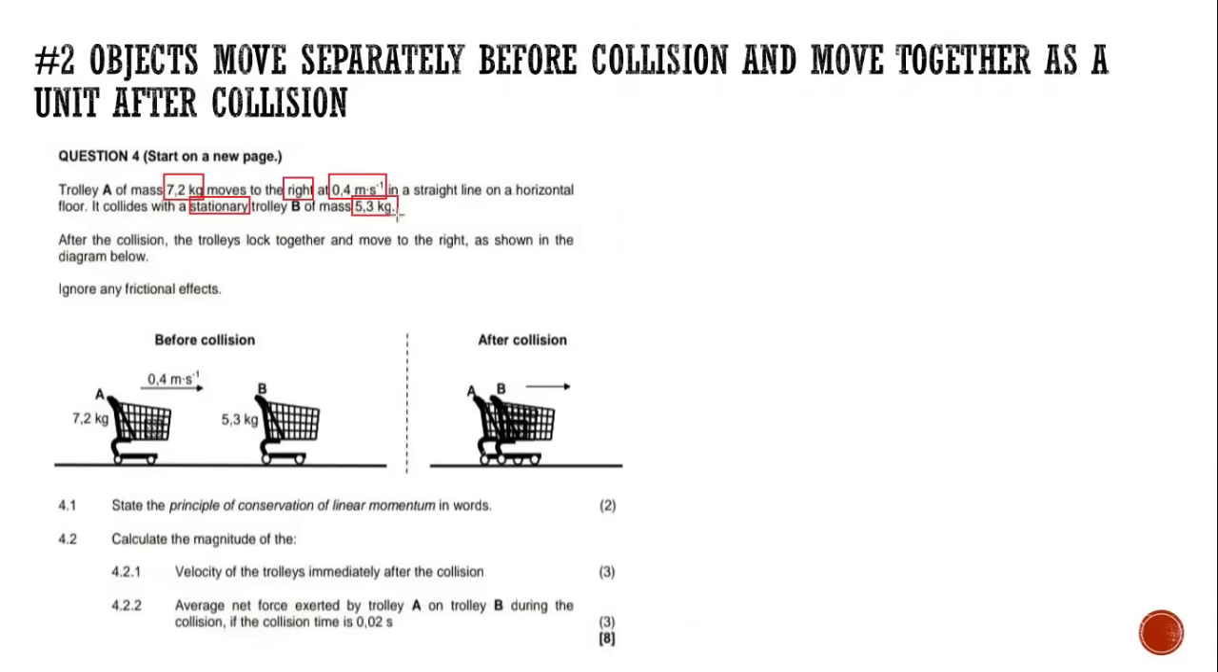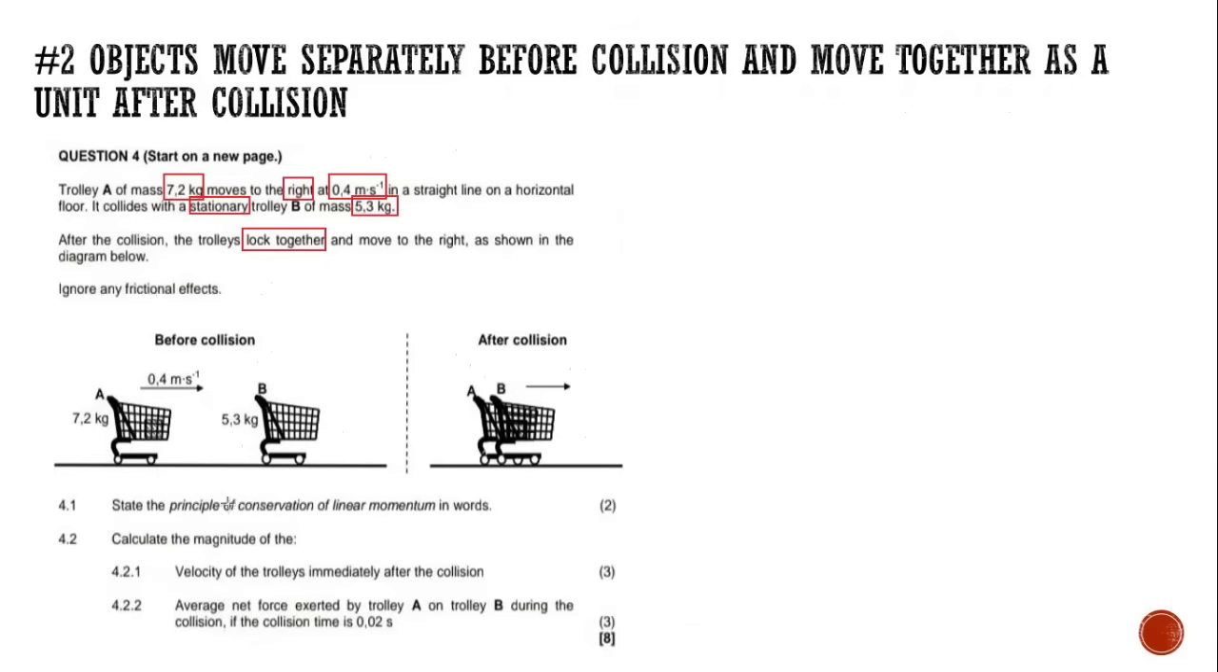Now, after the collision, the trolleys lock together. Note that they do what? They lock together and move to the right as a unit. So they move together as a unit, as shown in the diagram below. Ignore any frictional effect. Then before collision, we have 7.2 kg A and then 5.3 kg. In most cases, you are even given a diagrammatic representation of whatever you are dealing with.